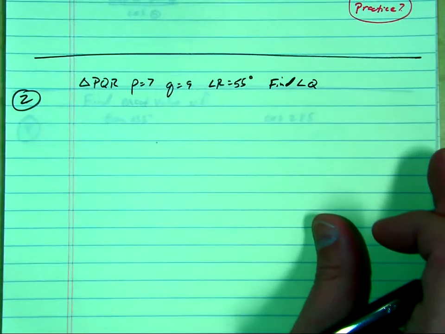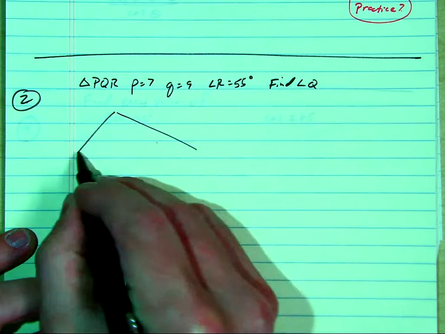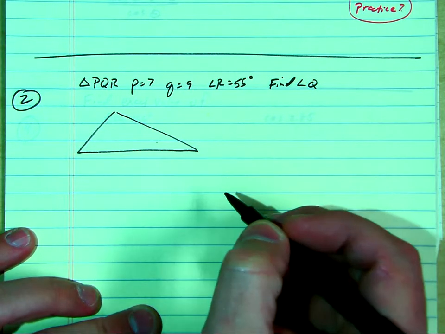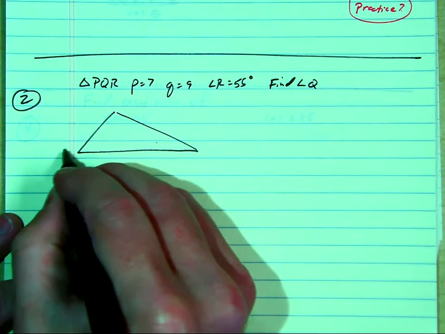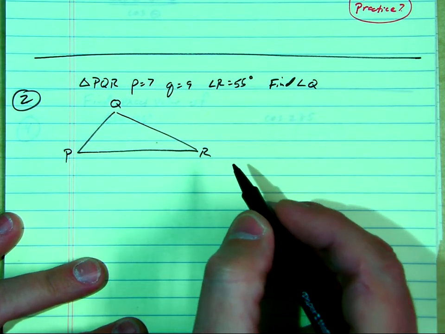We were already talking off camera. We think this triangle is going to require law of cosines. I'm not sure. But as always, you draw a picture, label your sides, that way you can profit.